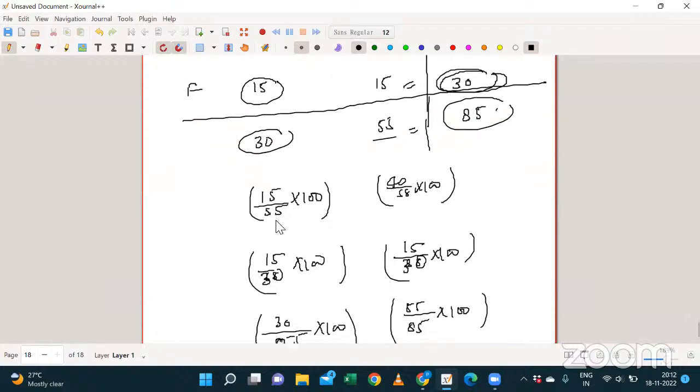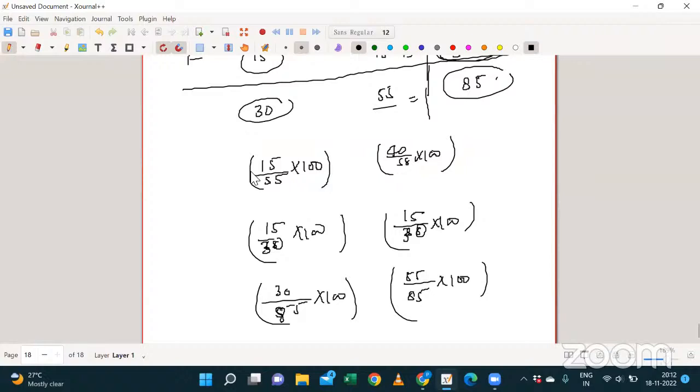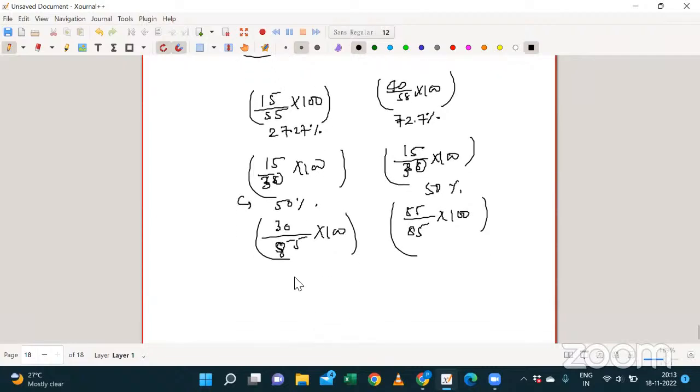So what will be the value of this? 15 divided by 55, 27.27. What will be this value? 40 divided by 55, 72.7. What about this? It's 50%, and this is again 50%. And what about this? 0.352, that means 35.2%, and the other is 64.8%.